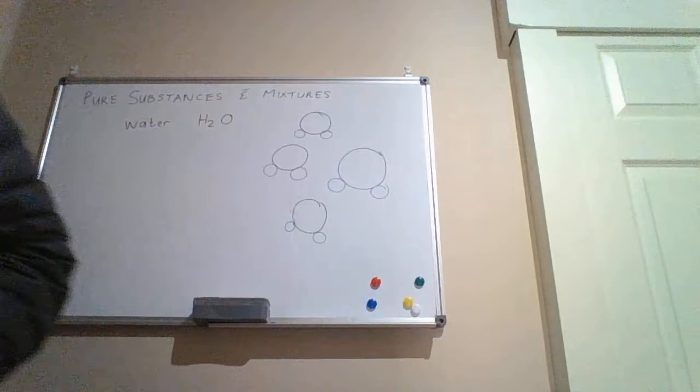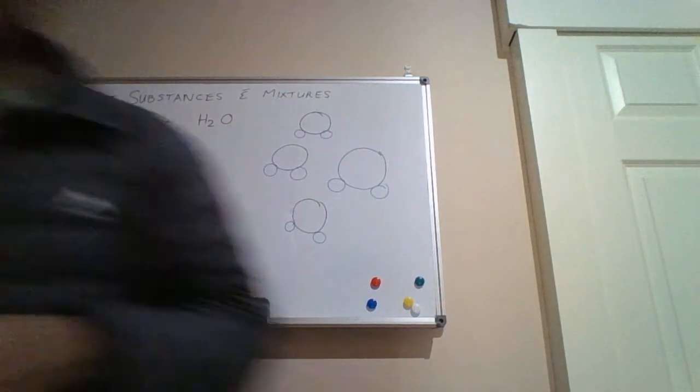Next, we have a mixture of a liquid and a gas. This is carbonated water. And the carbon dioxide separates from the water in the form of gas bubbles.